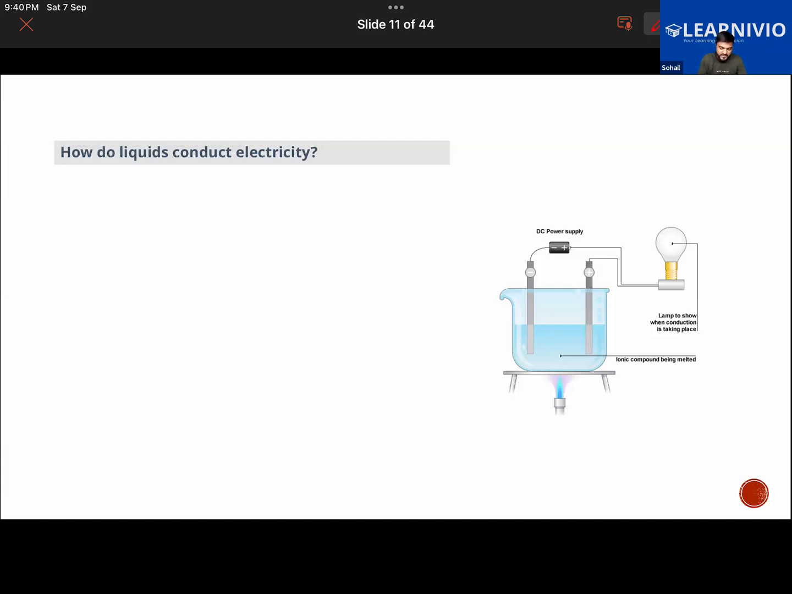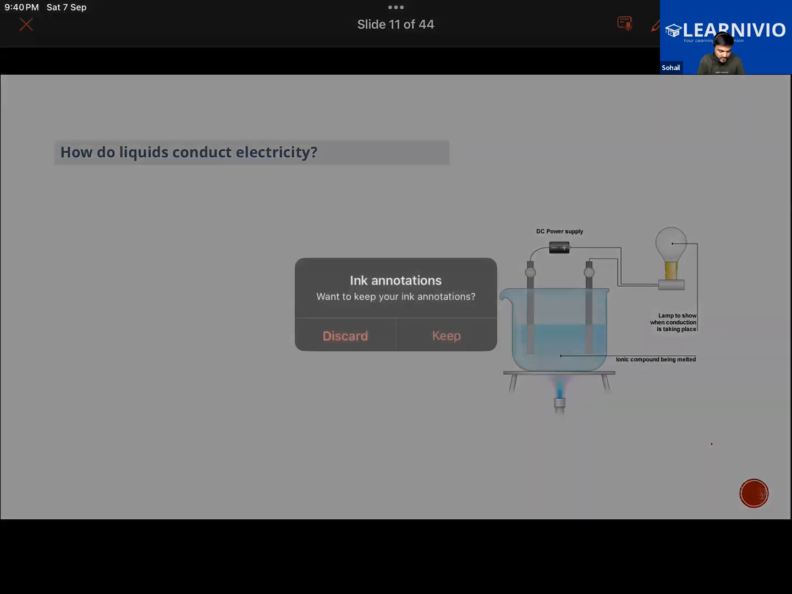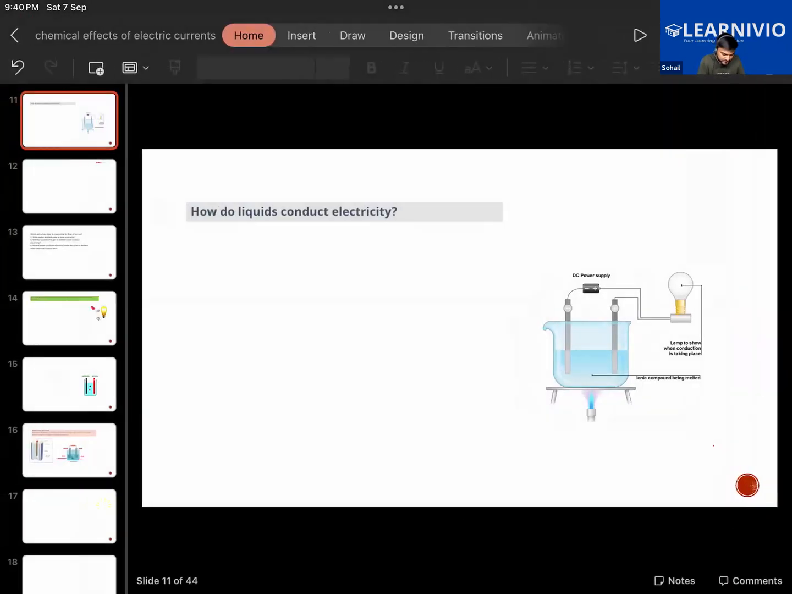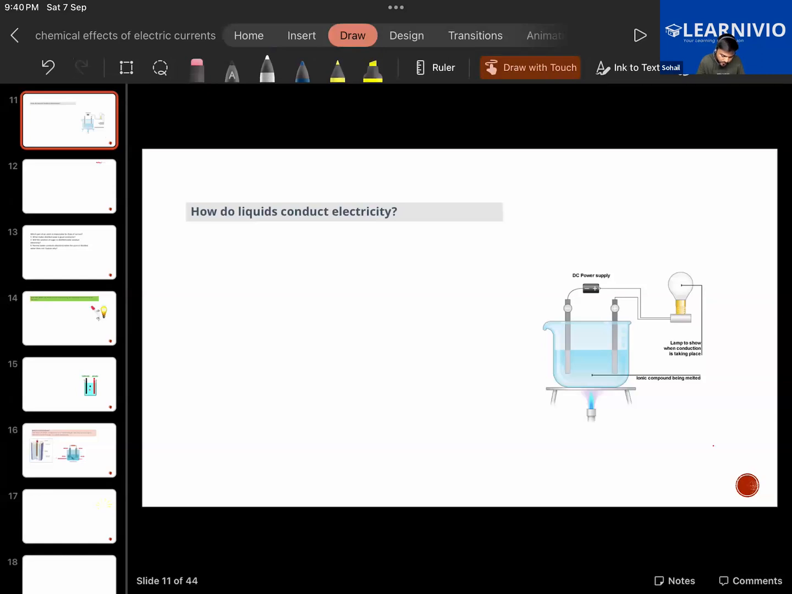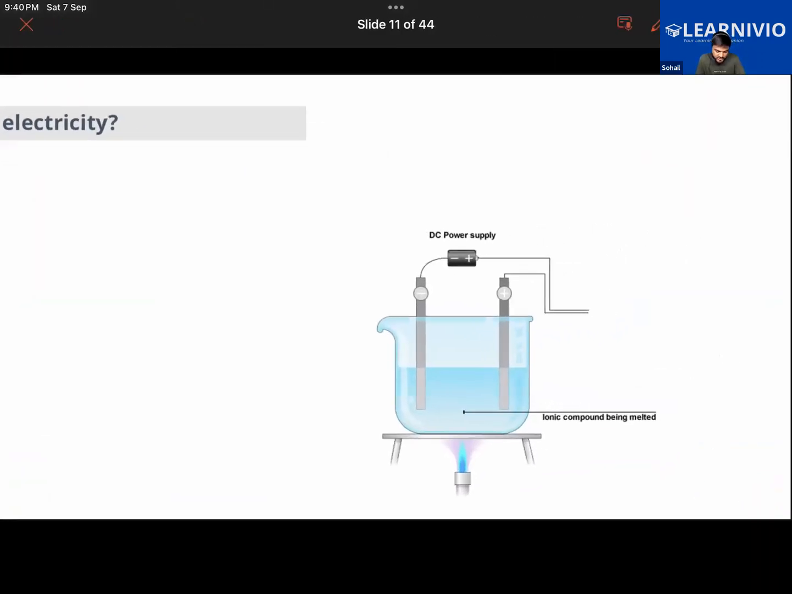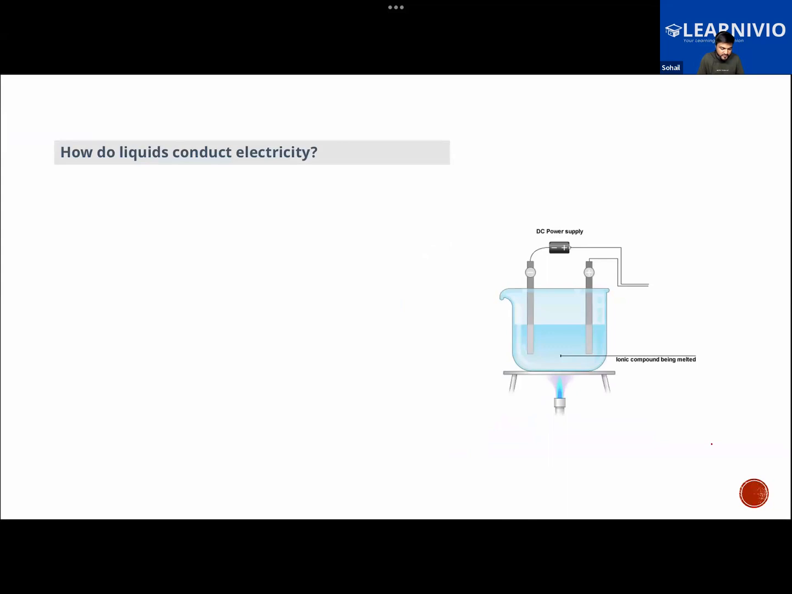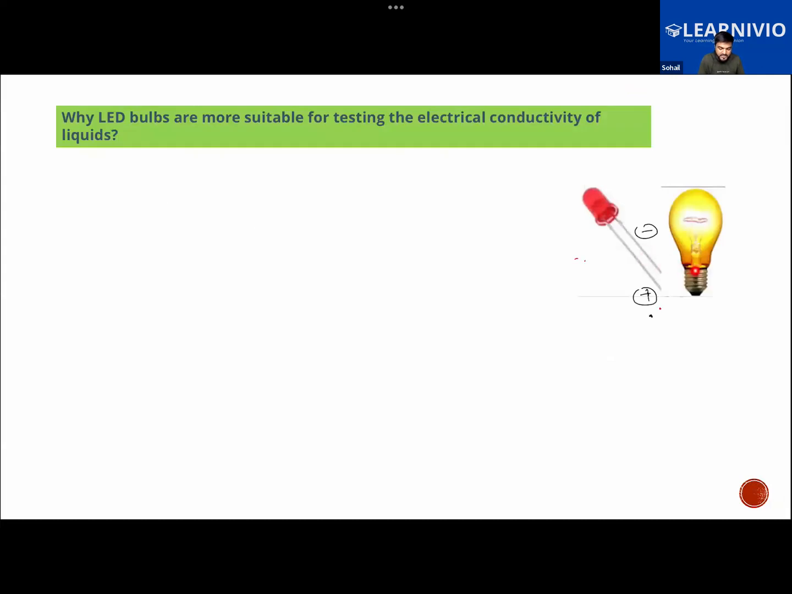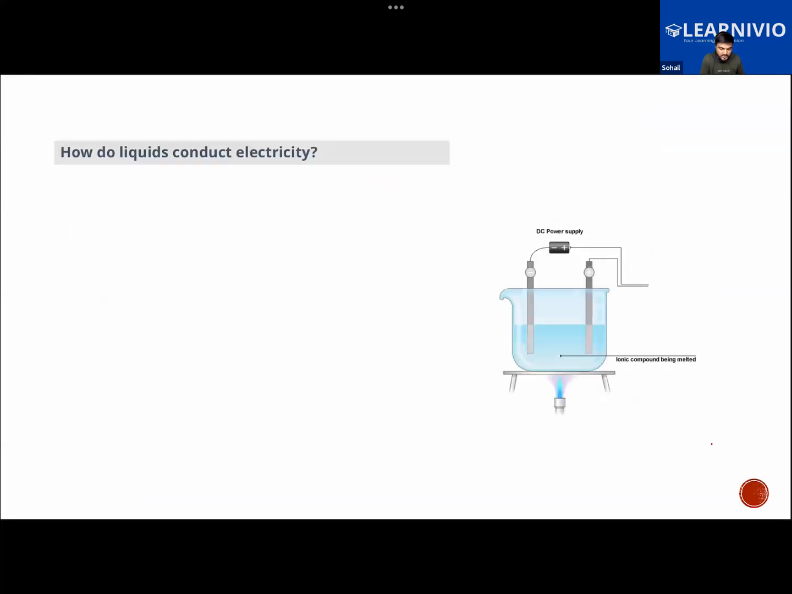See, in place of this, I could have taken this thing also. Let us say K. Now, right now, we are learning about the conductivity of the liquid. We can check it with the help of the electric bulb and with the help of the LED also. But LEDs are more suitable to use. But we can check it with the help of a magnetic compass also.